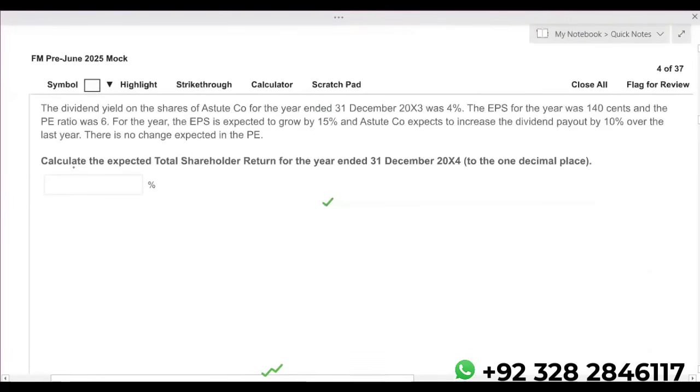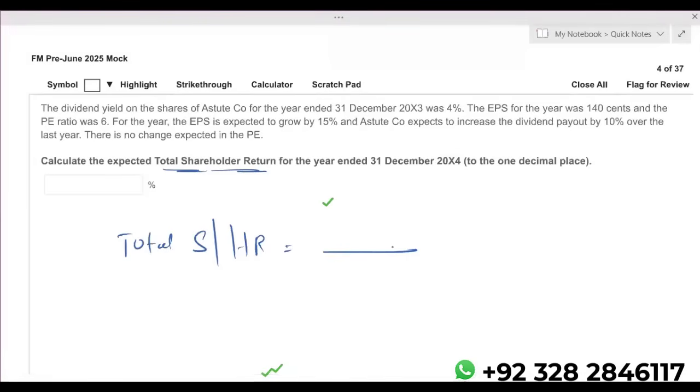Okay, now calculate the expected total shareholders return. Students, when we say total shareholders return, actually there are two things. One is the dividend and the second is the capital gain. Total shareholders return. For example, we are calculating total shareholders return, assuming in 2025, I'm just assuming, okay?